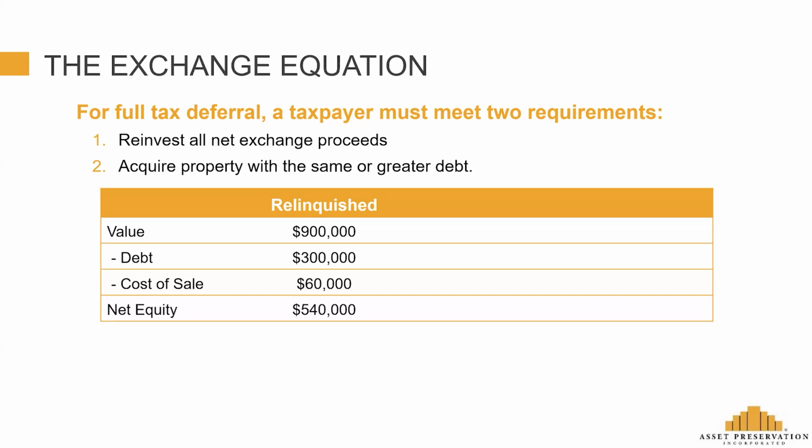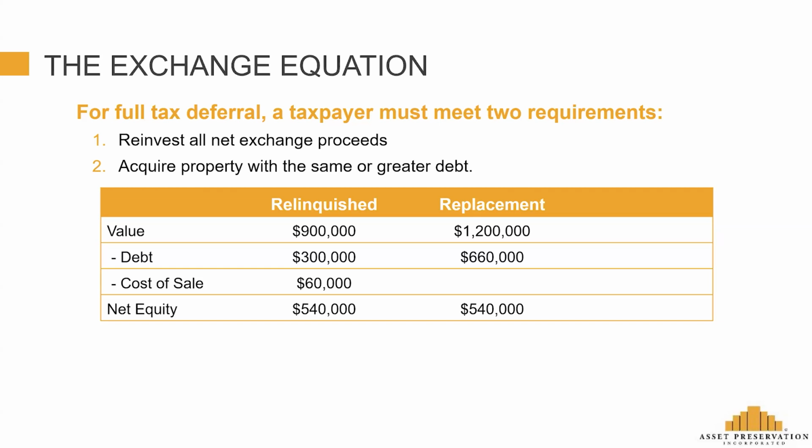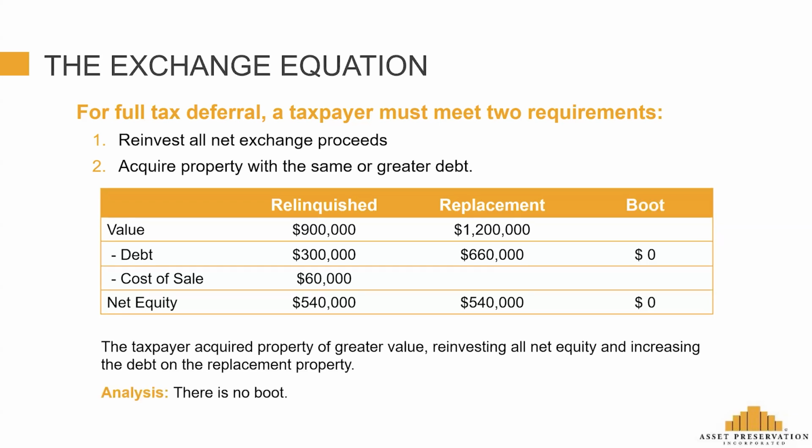So somebody's selling a property for 900 grand. Their mortgage payoff is 300,000, closing cost 60,000, leaving net equity of 540. They're going to buy for 1.2 million. So they're going to increase their debt from 300,000 to 660. They reinvest all of their net equity, and they have no mortgage boot, no cash boot. So this is 100% tax deferral.